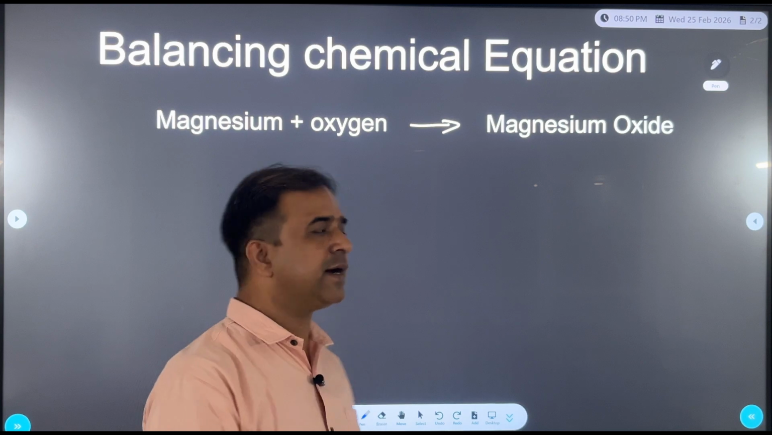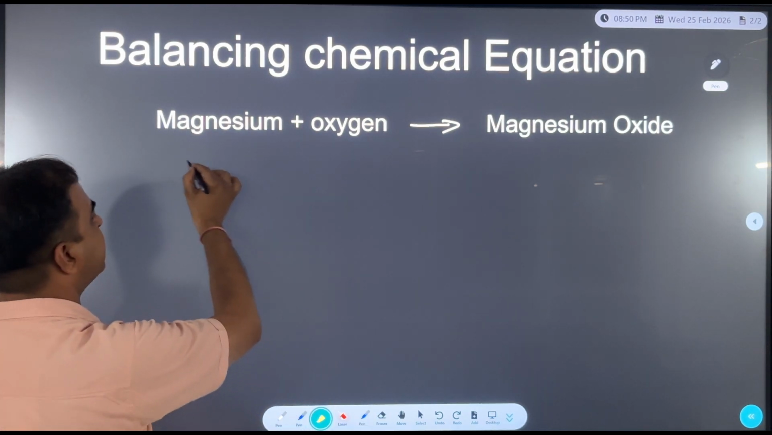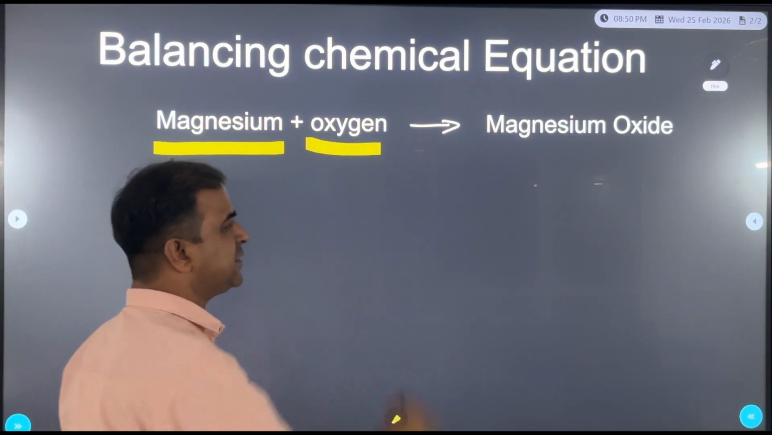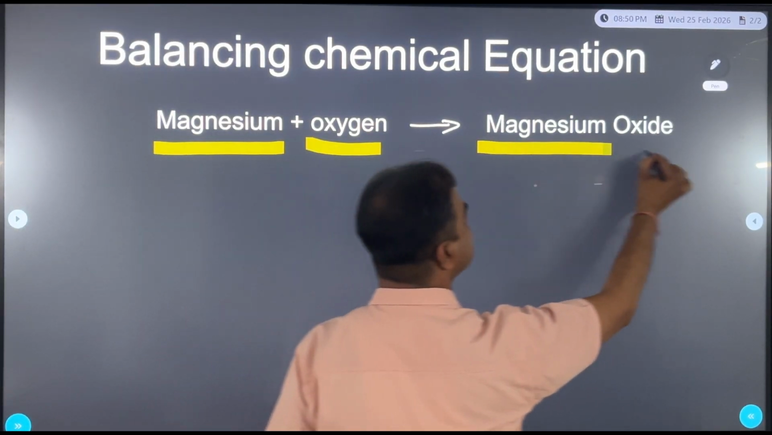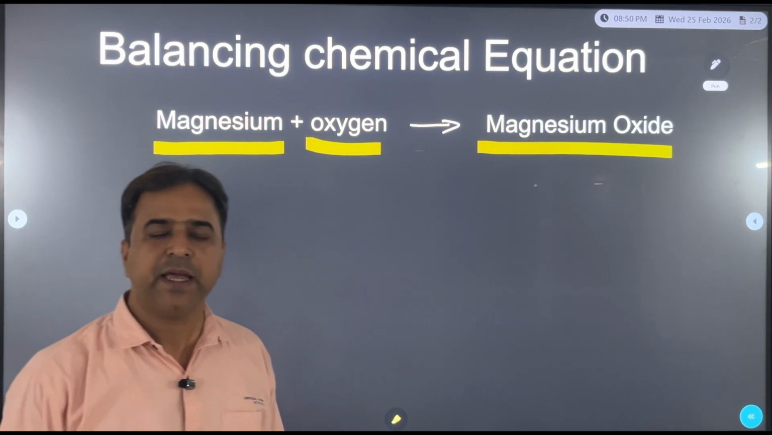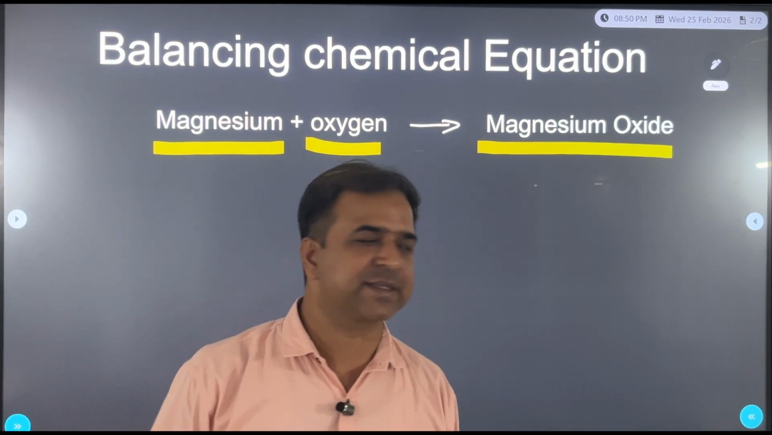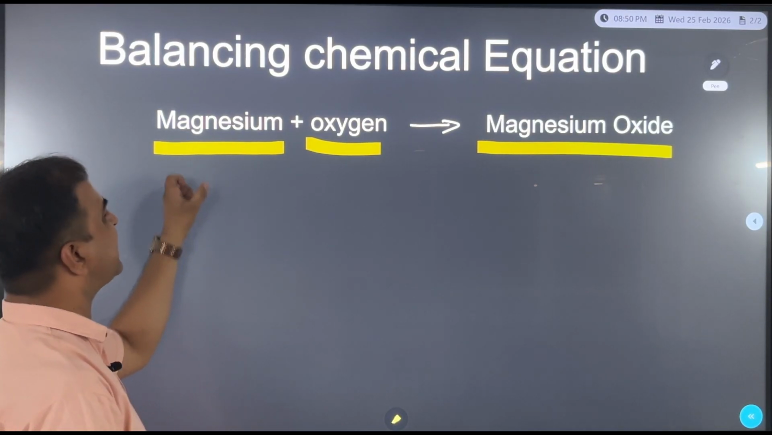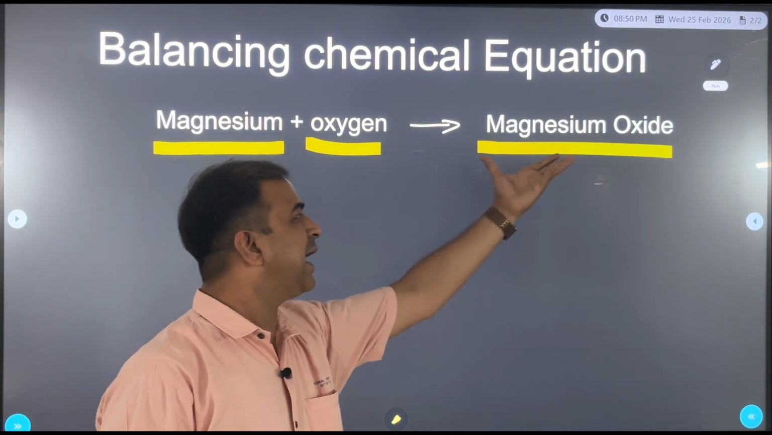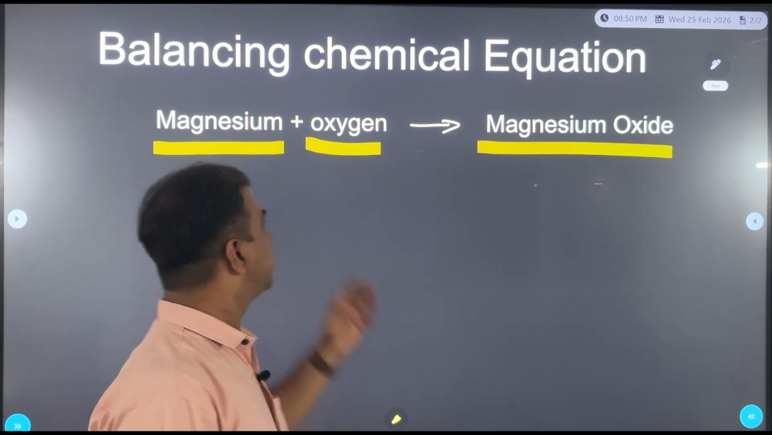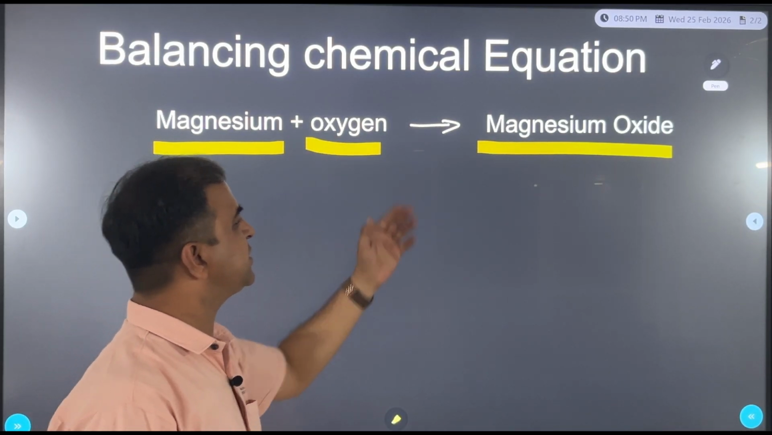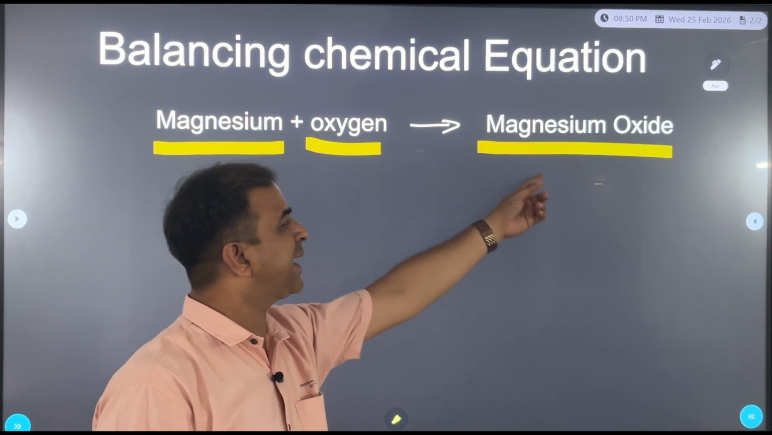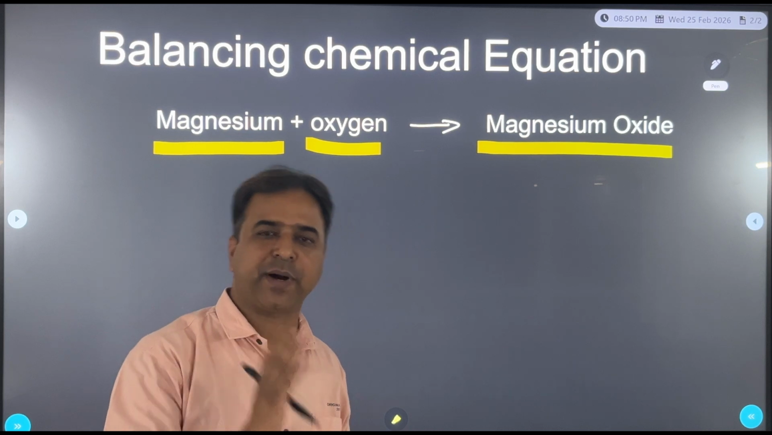So now here magnesium is going to react with oxygen to form magnesium oxide. Now in this case, what we have to understand is that this is said to be a word equation because we are writing names of each element and the compound which has formed. Magnesium plus oxygen, this arrow shows forward chemical reaction. So it is forming magnesium oxide, which is a compound.